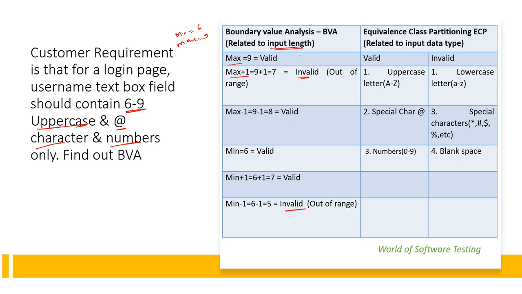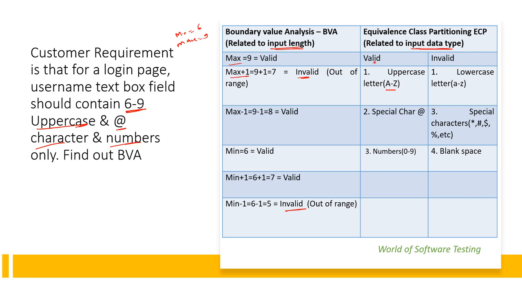Okay, this is the range. And then the equivalence class partitioning is related to the input data type. We have discussed a lot of data types here: alphabets, special characters, numbers, spaces. So this is related to the input data type. Now we can accept 6 to 9 uppercase characters, so we can have uppercase letters, A to Z, the capital A to Z, we can accept here.